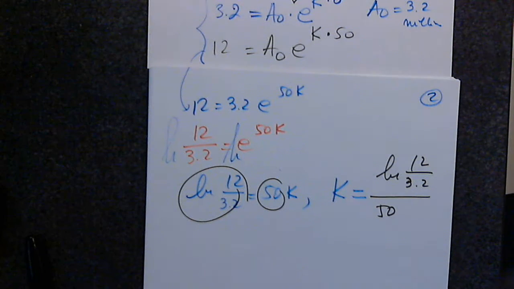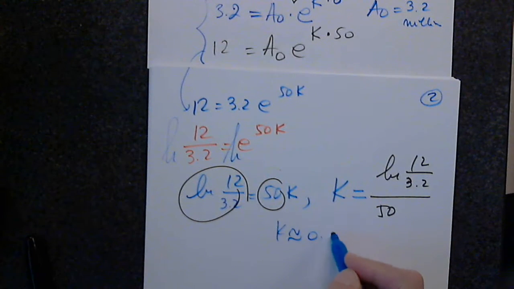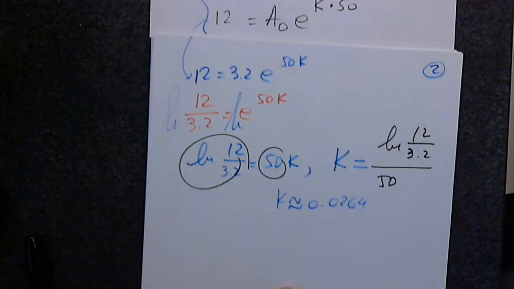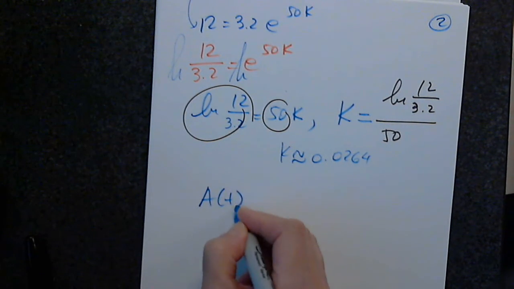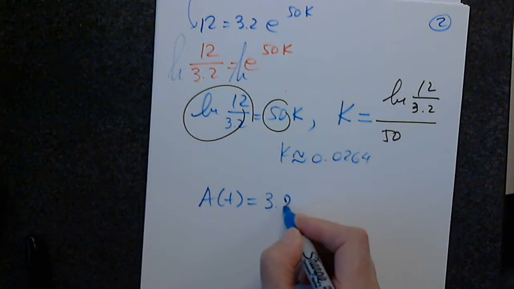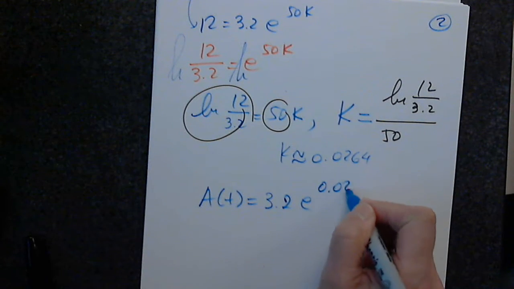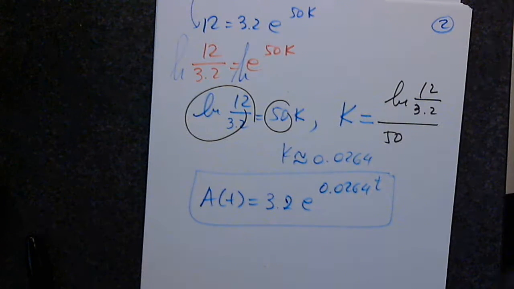And the answer is, and we have to use at least 4 decimal digits for the growth rate, 0.0264. So k is approximately 0.0264. And now I can write the function, the model, A of t equals 3.2 times e to 0.0264 t. Now we know everything about the model.